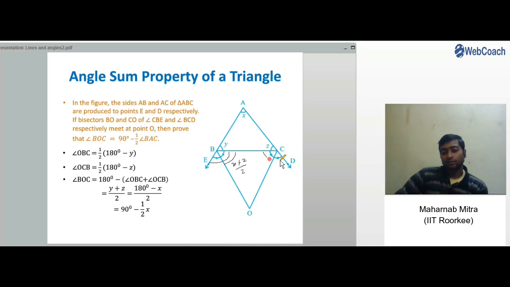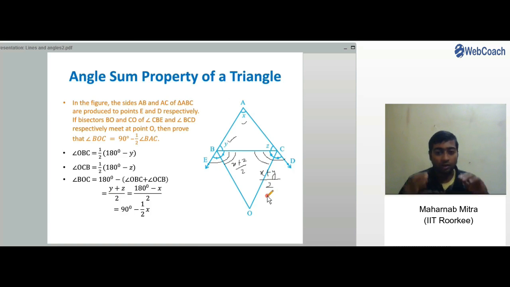This angle will be x plus y because it is an exterior angle. This whole angle will be x plus y. So half of this angle, only this angle, will be x plus y by 2, right? Now in a similar fashion you do 180 degree minus x plus z by 2 plus x plus y by 2, and finally you get the value of the third angle, which is angle O.